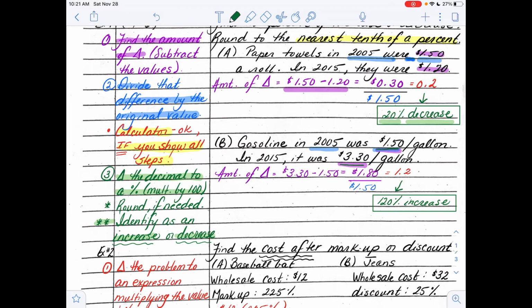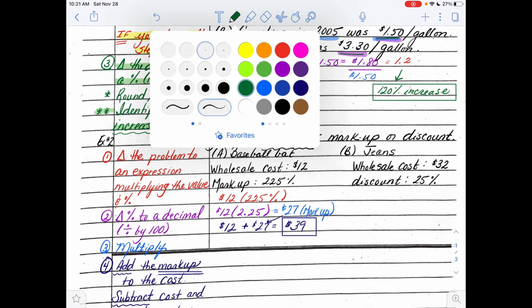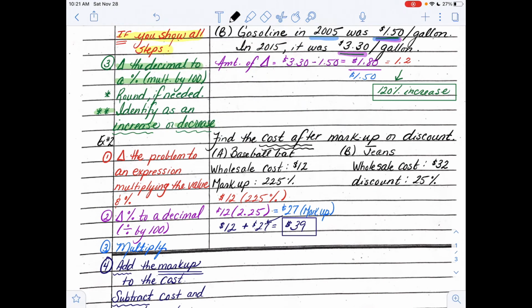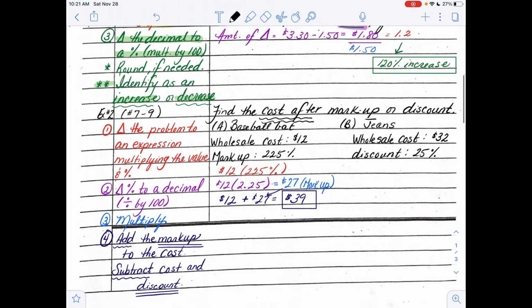Now we're going to look at one other example. That's example number 2. In example 2, this is going to be very much like your numbers 7 through 9. And this time we're looking at markups and discounts.